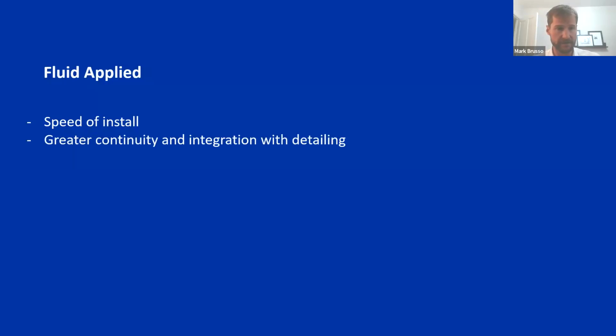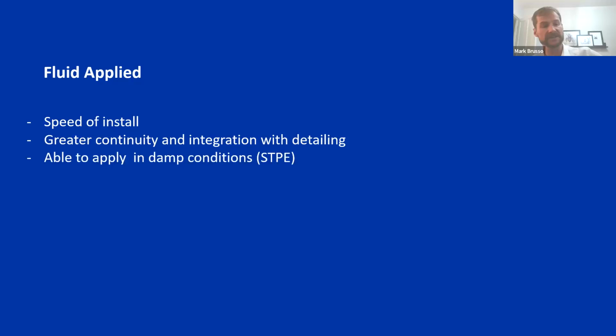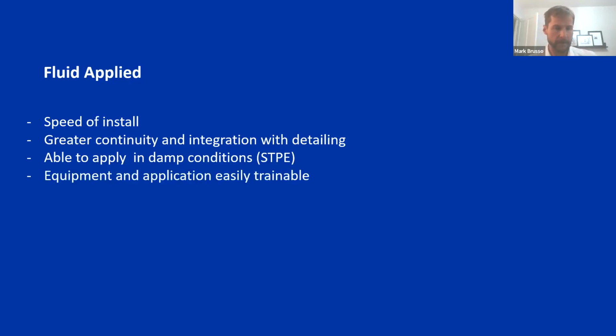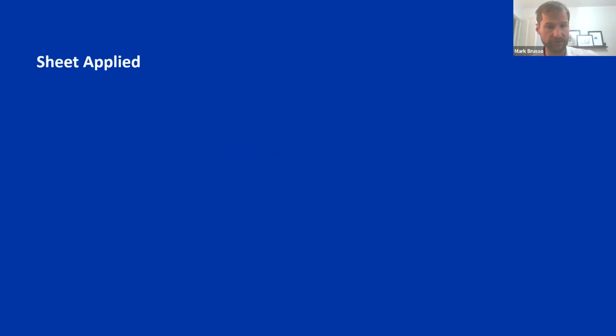So productivity is key. We're able to, I think, observe better continuity of details within the building envelope and the corners and so forth. I think fluid applied really does a good job of continuity. Some of the technology and the materials that we're seeing now, I'm going to look a little bit more intimately at a couple of types of fluid applied air barriers, but some of them are performers in damp conditions, which we're definitely having to deal with on the job site. Once we're familiar with the equipment and applying this material and getting those things dialed in, it's easily trainable to use fluid applied equipment and sprayers.